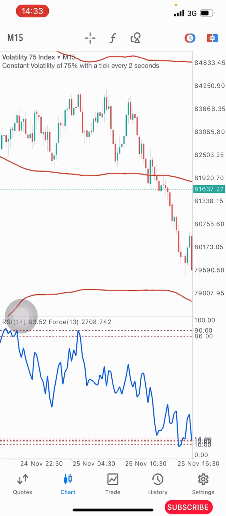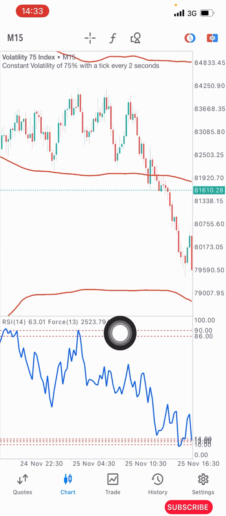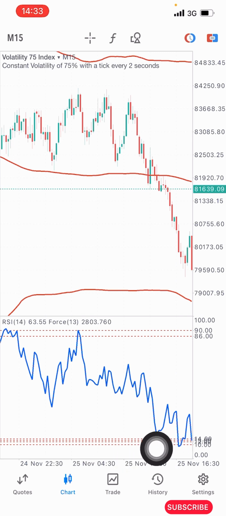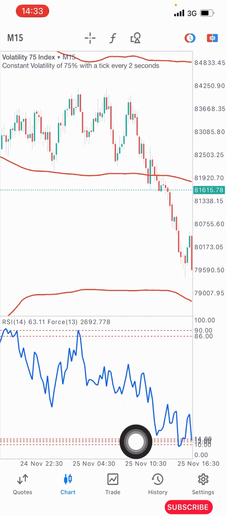So if you add the relative strength index, you are going to have this red line here, this 90 and 86, and you can see the 15, the 10, and all that here. So we have the overbought and the oversold levels here.